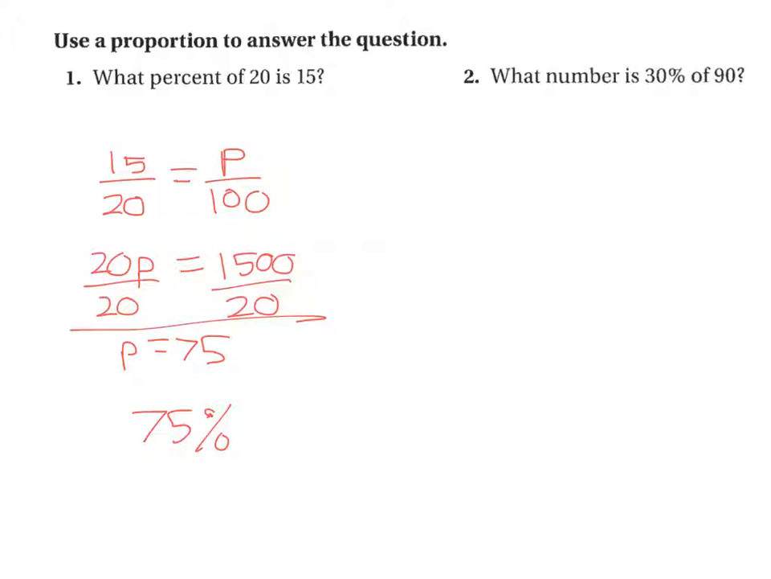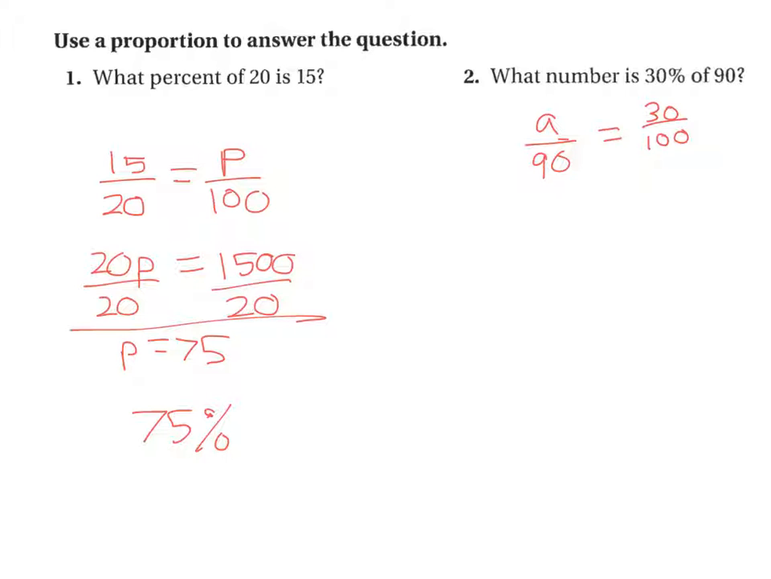In number two, now we're actually looking for something different. What is 30% of 90? In this case, we actually know P. P is 30 out of 100. Okay? And it says what number is 30% of 90? 90 is the whole amount here because we want to know what number is 30% of that. And 30% of 90 is going to be smaller, so that's going to be A.